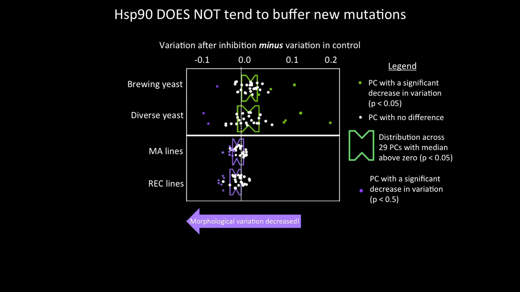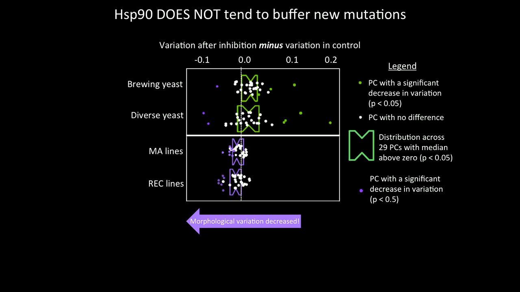So what about new mutations? So let's look at the other yeast lines. And here we actually see the opposite effect. So when Hsp90 is inhibited, phenotypic variation between these strains shrinks. And what this suggests is that when Hsp90 was present, it was enhancing the effects of new mutations, such that when you take it away, the yeast lines become more similar to one another.